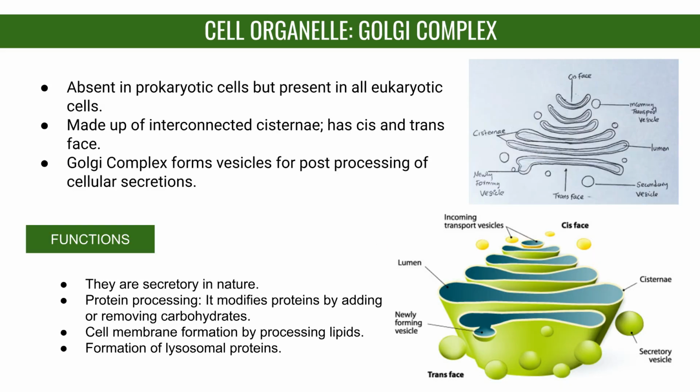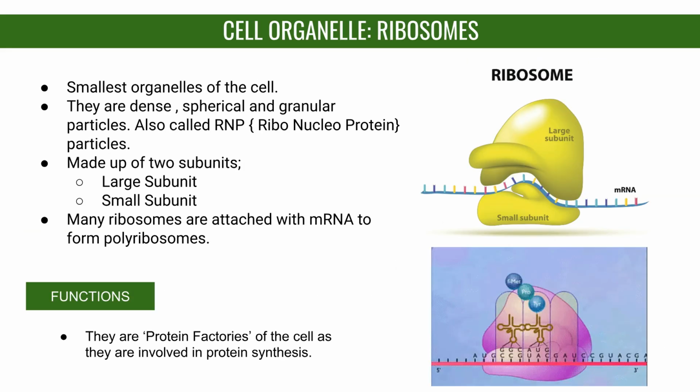The Golgi complex is found in eukaryotic cells, composed of interconnected cisternae with cis and trans faces. It forms vesicles for post-processing cellular secretions. Its functions include secretion, protein modification, cell membrane formation by processing lipids, and forming lysosomal proteins.